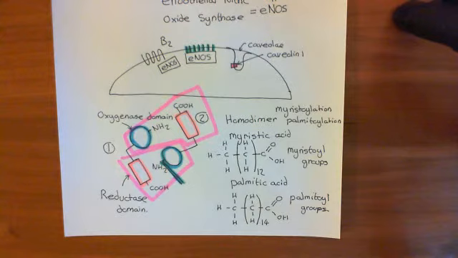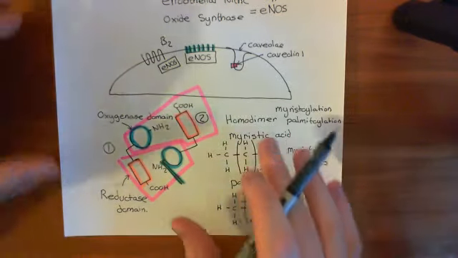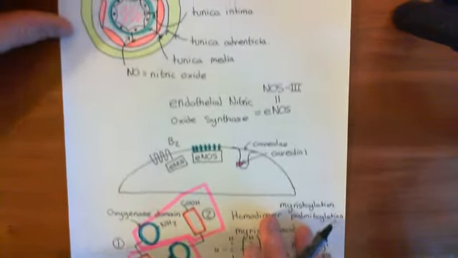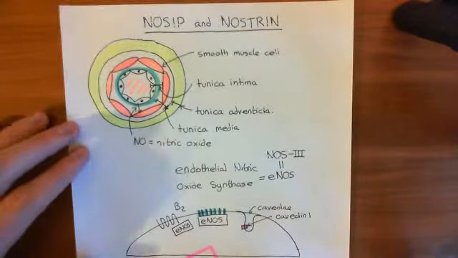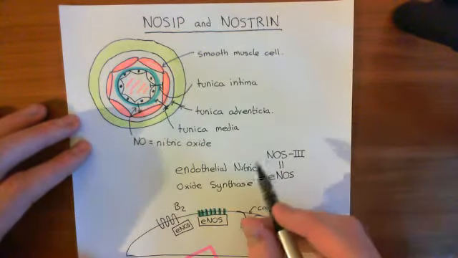Okay, so welcome to this next video in which we are discussing NOSIP and NOSTRIN. I've done a little bit of a whirlwind tour of eNOS and how it is suspended at the plasma membrane. We now want to look at NOSIP and NOSTRIN, which are both proteins which stop eNOS from localizing at the plasma membrane. Let me tell you what they stand for firstly. What do NOSIP and NOSTRIN actually stand for?